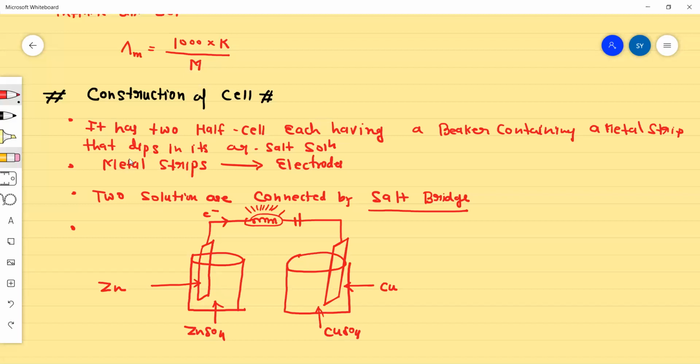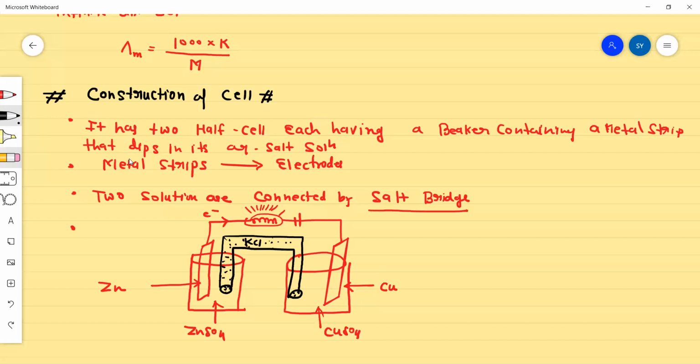So when you connect here, the salt bridge is an inverted U-shaped glass tube filled with agar-agar gel, and a KCl or KNO3 electrolyte is placed inside the tube, which is plugged with cotton, and there is a gel present inside the tube. Okay, so now what happens when the circuit is on?